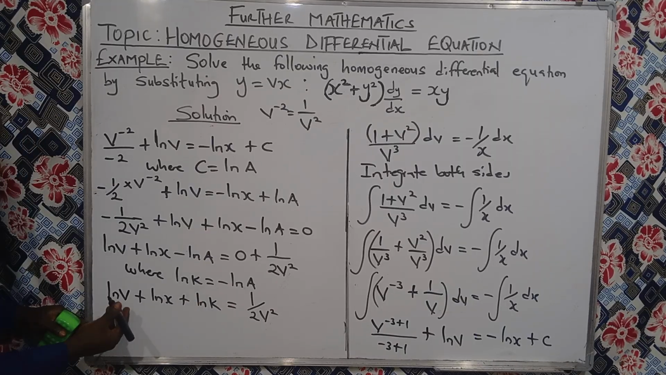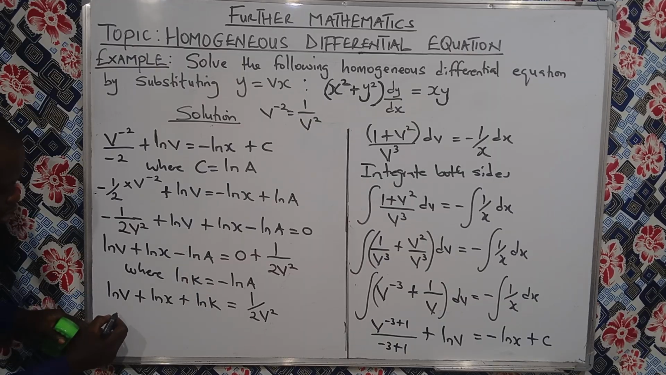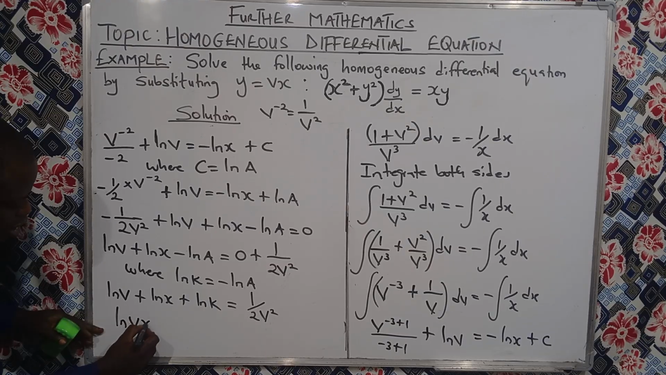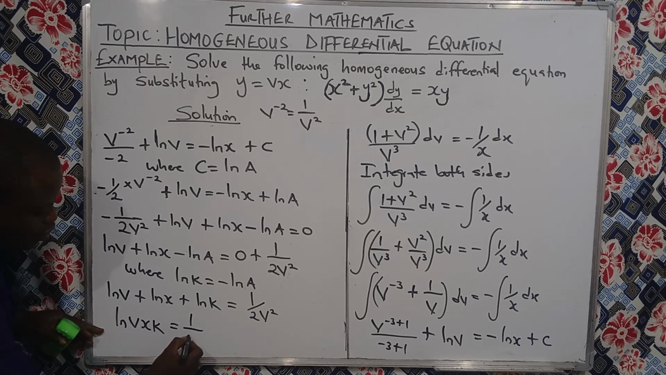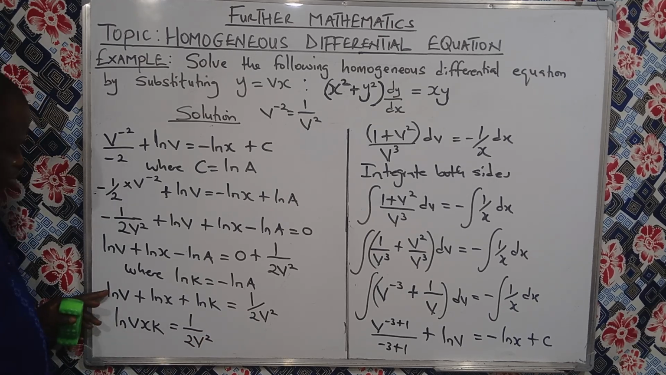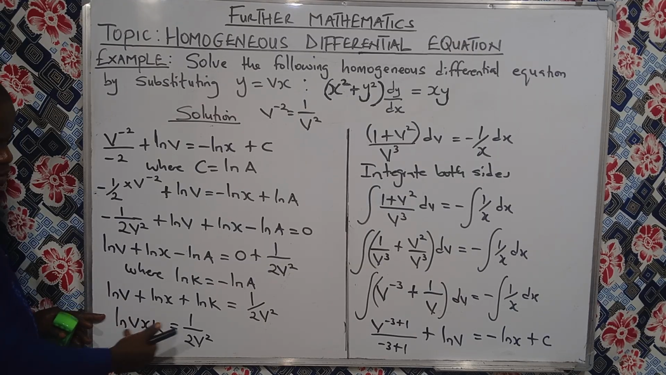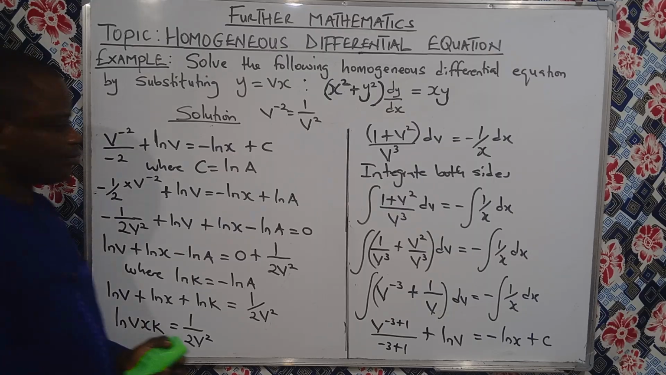In indices, you turn it to multiplication, you pick one ln to represent all. It now becomes ln of v times x times k equals 1 over 2v squared. Okay, in indices, when you use ln to represent it, you now write the other ones in terms of products.